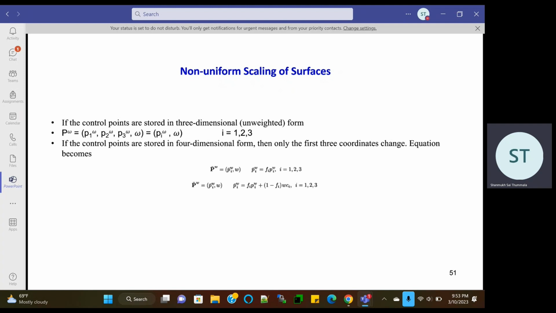And if the control points are stored in three-dimensional unweighted form, then the points would be P of omega equal to P1 of omega, P2 of omega, P3 of omega, and omega itself, which is equal to P of i of omega, comma omega, where i equal to 1, 2, 3. And if the control points are stored in four-dimensional form, then only the first three coordinates change and the equation becomes the following, as shown.